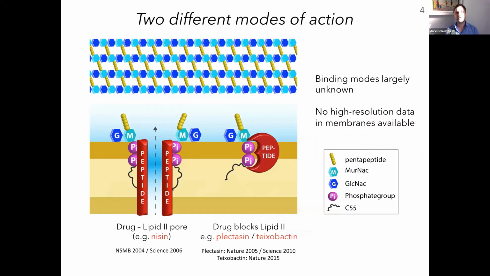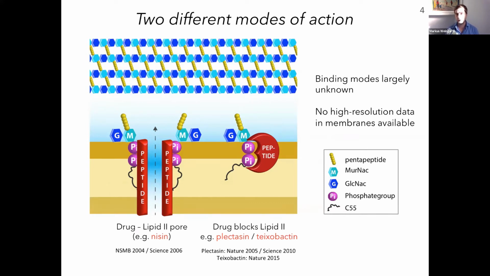So these lipid-2 binding antibiotics are supposed to come in two different flavors. They can either use lipid-2 as an anchor to form deadly pores across the plasma membrane, and the most famous example is nisin, or they can simply tightly bind to lipid-2 and thereby block the lipid-2 cycle. And this is fully sufficient to kill multi-drug resistant bacteria effectively.